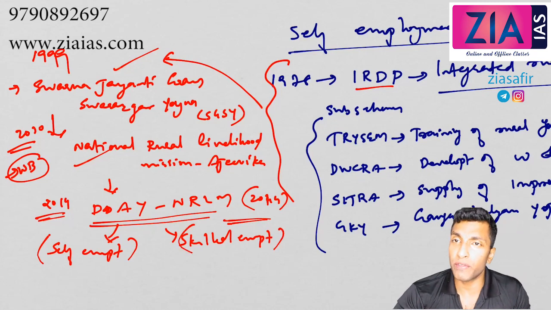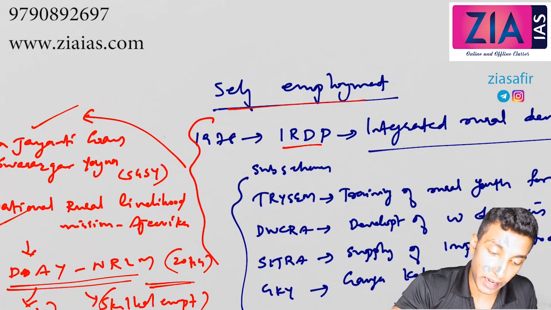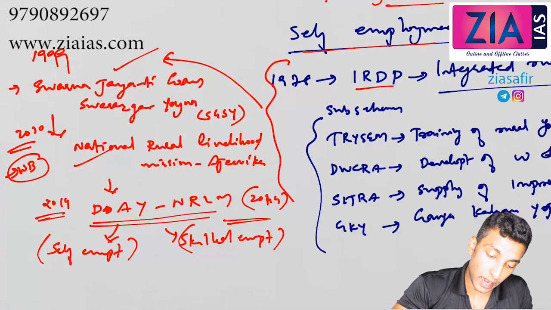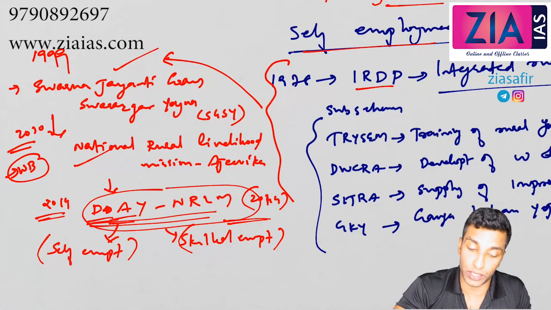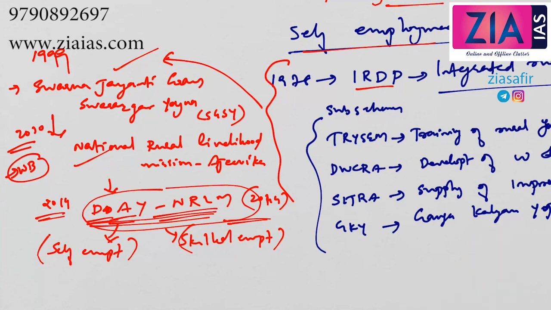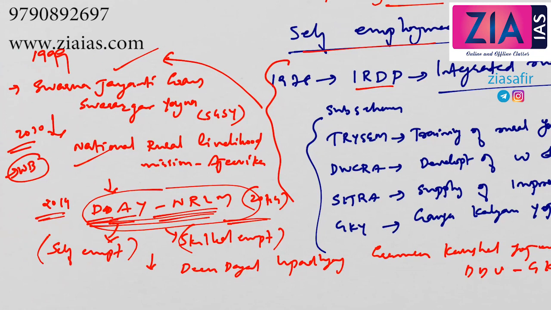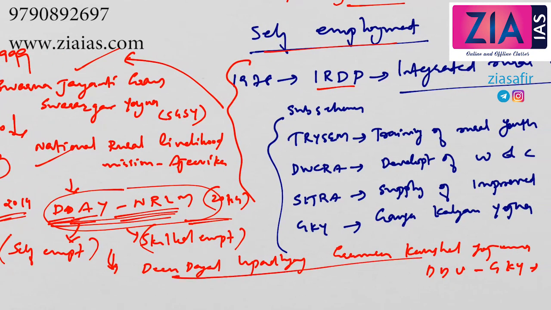Okay, skilled employment. Whenever we talk about a self-employment program, there will be training and finance. Here you can see training and finance will be provided. Deen Dayal Antyodaya Yojana, NRLM, training and finance is actually provided. And then it was renamed Deen Dayal Upadhyay Gramin Kaushal Yojana. In which year? This was in 2014, so it was again renamed into Deen Dayal Upadhyay Gramin Kaushal Yojana.